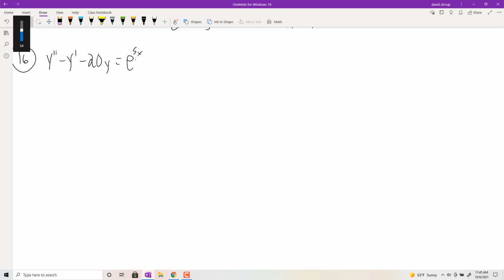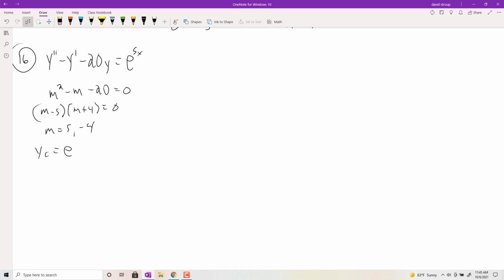Anyways, so get the homogeneous version set up with the characteristic equation would be m squared minus m minus 20 equals 0, so m minus 5, m plus 4 is 0, so m is 5 and negative 4, so the complementary part is going to be c1 e to the 5x plus c2 e to the negative 4x.